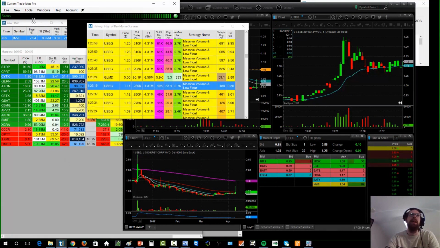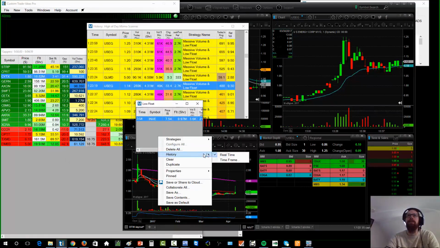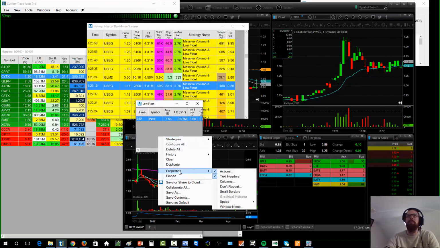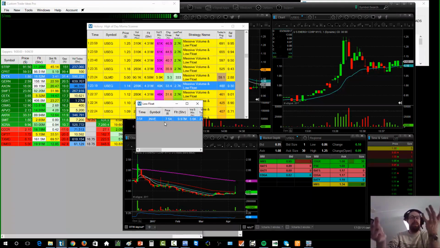I paste it in there, and now I rename it, and this one is the one that I use. The only scanner here is the low float scanner, massive volume low float. And every time, because I went to properties and I turned on the actions, every time one of these fires off, it also hits on this scanner at the same time, same exact scanner. This one makes the audio alert.